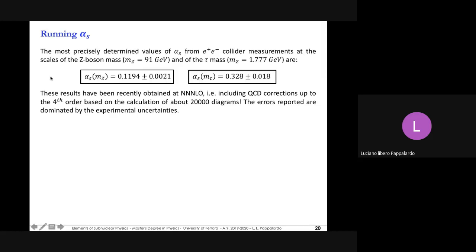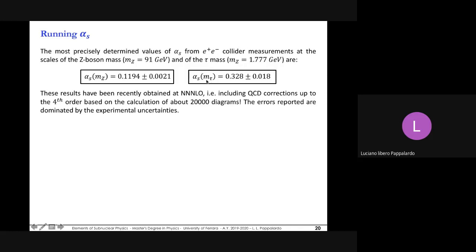Just to give you a couple of values. The most precisely determined values of alpha strong for an e+ e- collider, so essentially at LEP, are the following. One measurement has been done at the mass of the Z, so at 91 GeV, and this value is of order 0.12 something. Another measurement is made at a much lower scale, at the mass, sorry, this is not the Z, this is the tau. I have to correct this. This is the tau lepton, okay?